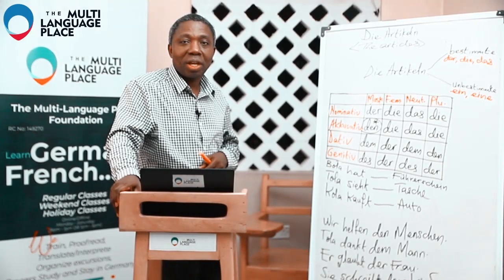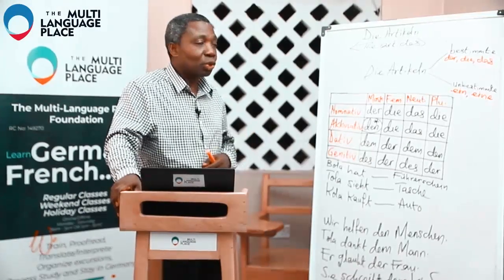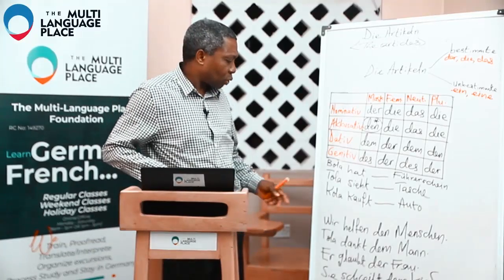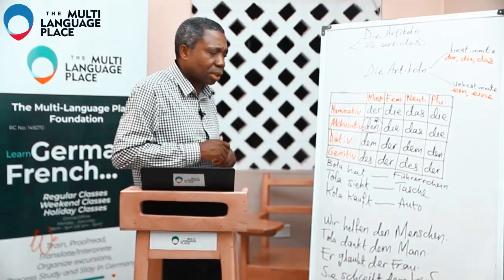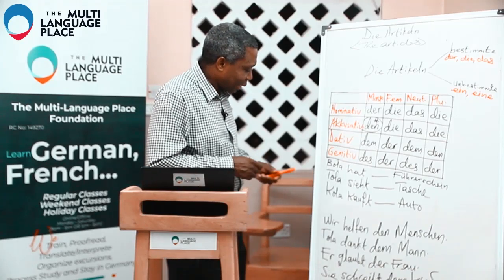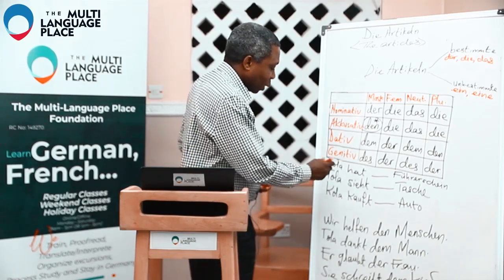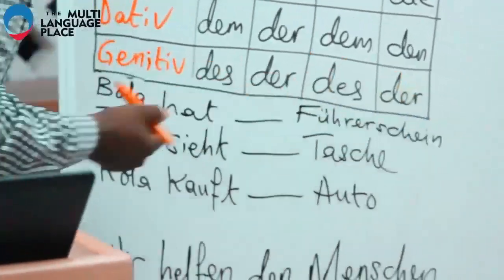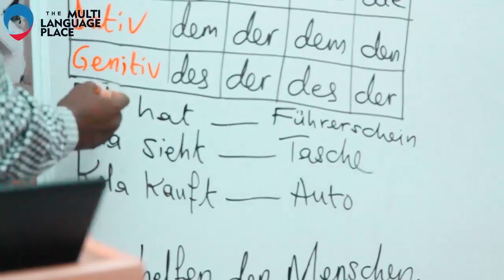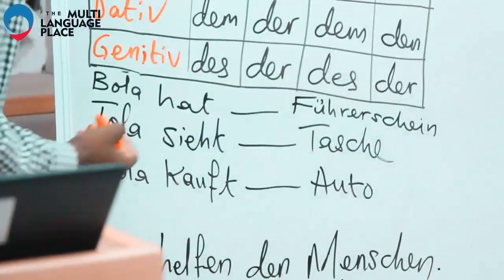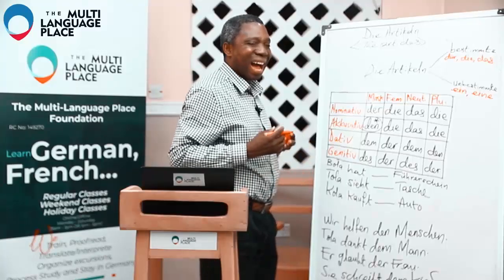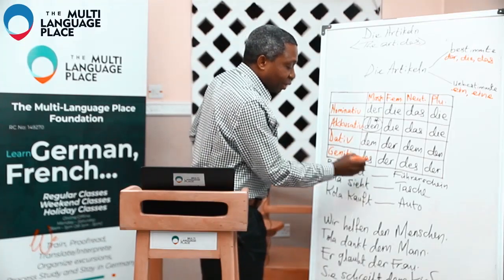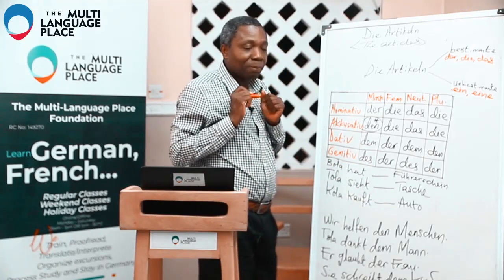So now we want to go to the next one, which is the dative case. But before we go to that, let's do little exercises on the ones we have done already. I take these three sentences. The first one is Bola hat Führerschein. This one is saying Bola has the driving license. So this is the definite article.